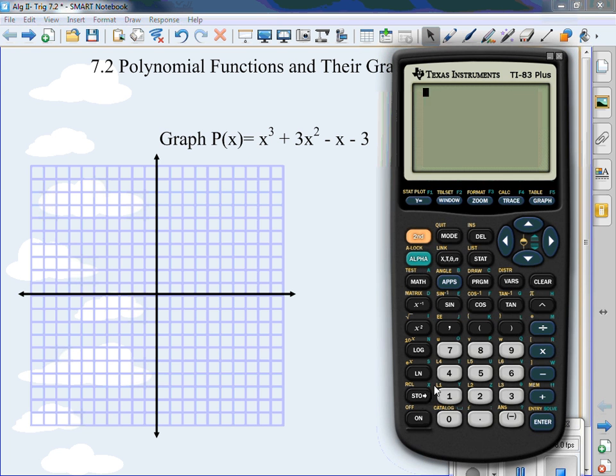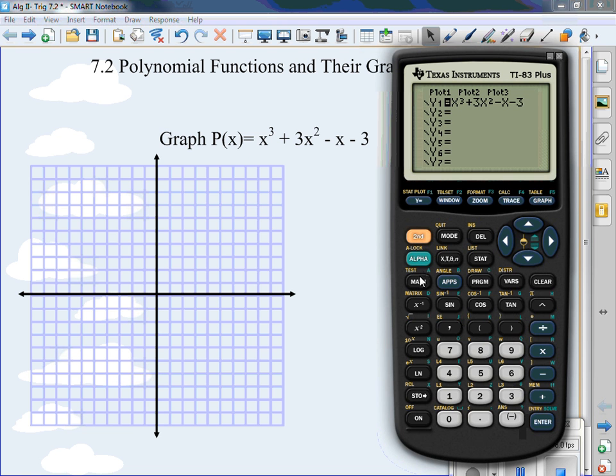In the calculator, first thing I hit is y equals. You're going to get an error if you have Plot 1 turned on. If it's a black highlight over top, turn it off. We type in the function: x cubed plus 3x squared minus x minus 3. A lot of the mistakes are made because you type them into the calculator incorrectly.